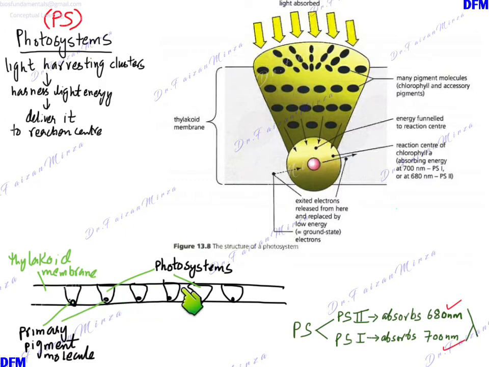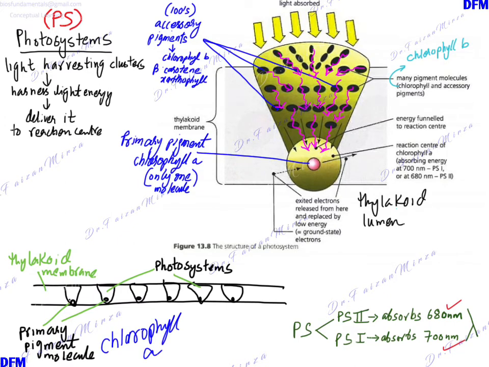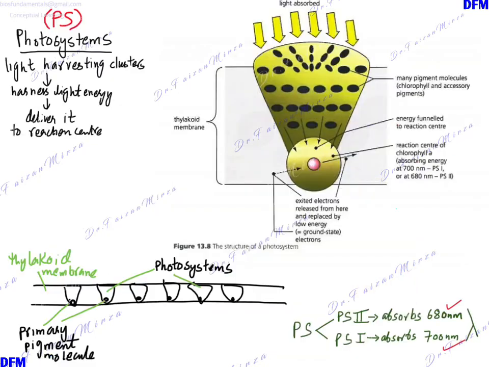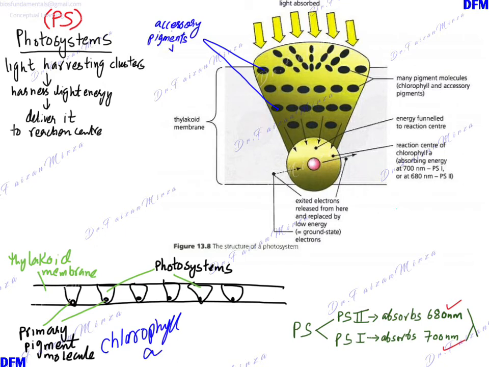Here you have various photosystems arranged on the thylakoid membrane. The photosystems have two types of chlorophyll A. There is a chlorophyll A in the photosystem which absorbs 680 nanometers, so we call that photosystem 2. And there's photosystem 1, which has another form of chlorophyll A which absorbs light of 700 nanometers. When we compare the accessory pigments, we see that there are hundreds of accessory pigments present in a single photosystem.